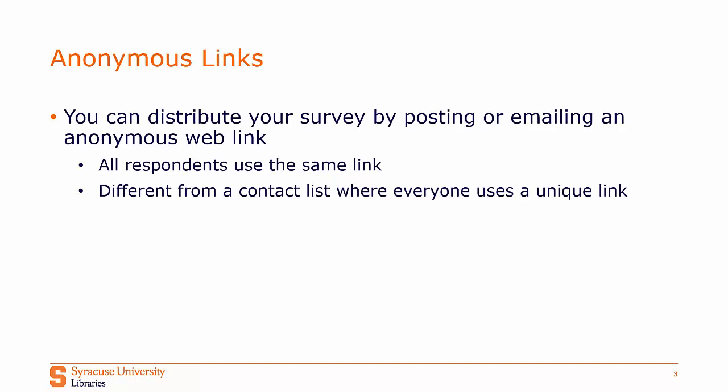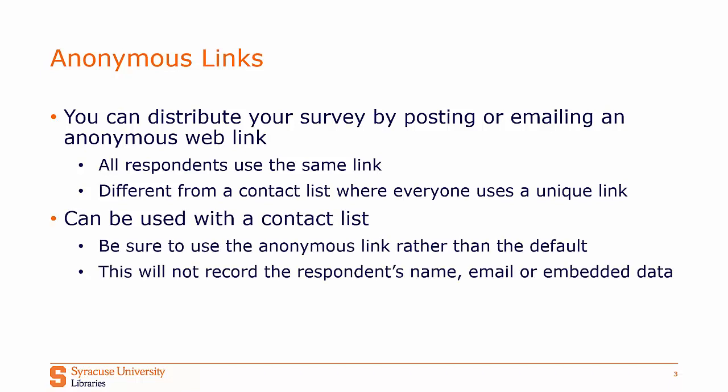With anonymous links, you can distribute your survey by posting the link or emailing it to your respondents or something like a listserv. In this instance, all respondents use the same link to get to your survey. This is different from when you use a contact list, where everybody on the contact list gets a unique link. This is how Qualtrics tracks who has and has not responded to your survey.